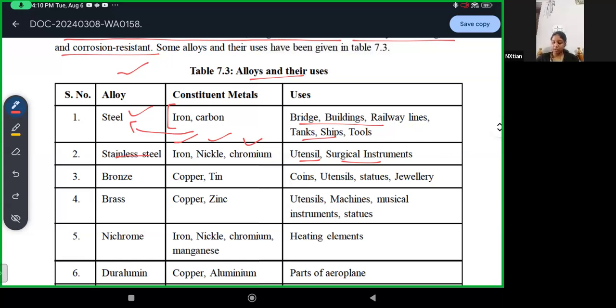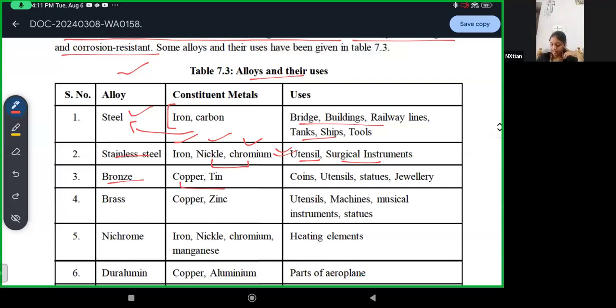Nickel and chromium, which are the constituents of stainless steel, also have those properties. So when we mix nickel and chromium with iron, it becomes stainless steel. Nickel and chromium also have those properties, and mixing them with iron, it becomes stainless steel. That's how.